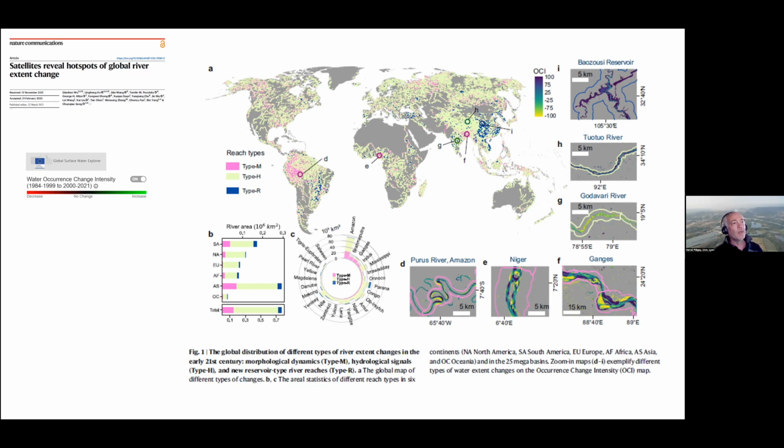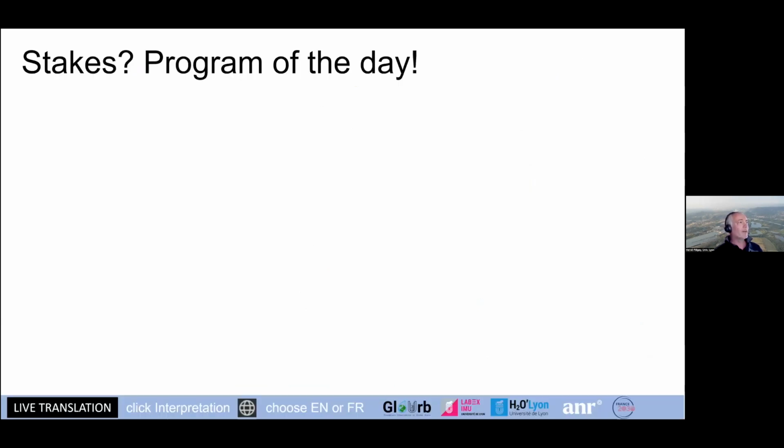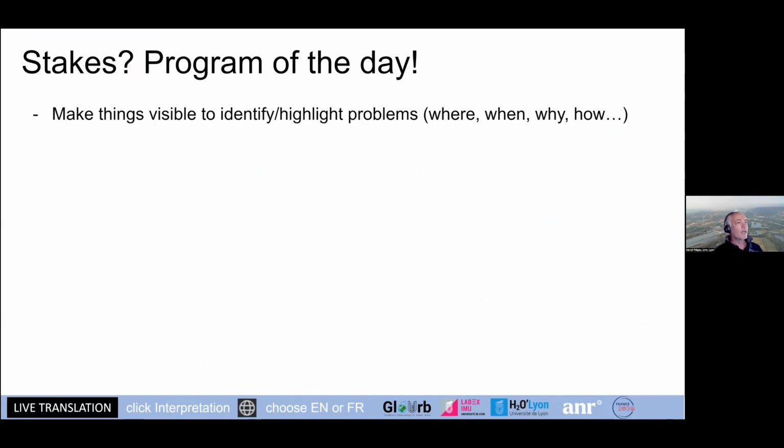So N-type are more morphological. If you see yellow and blue, you see the change dynamics at the global level are quite striking. Now, what is at stake? Well, this we'll discuss in the program of the day.